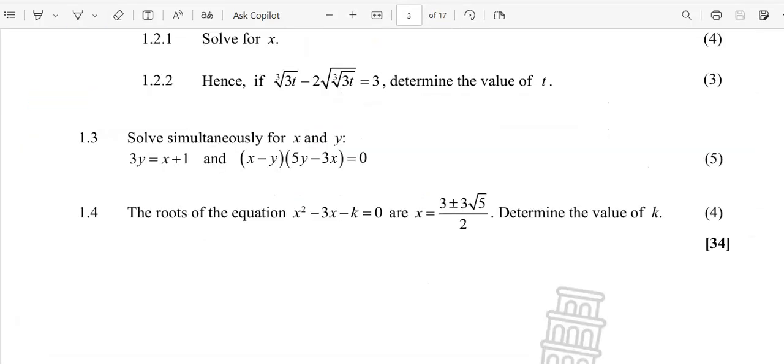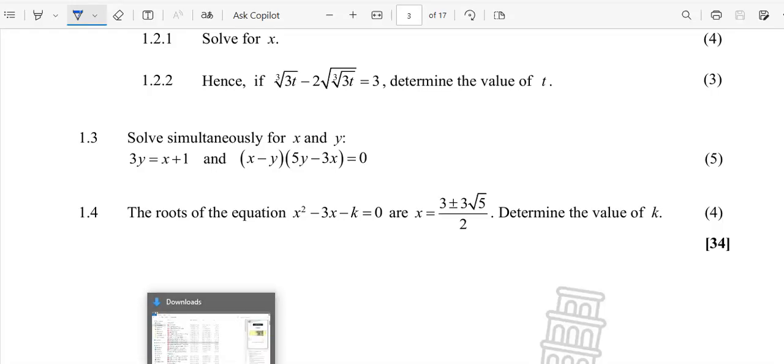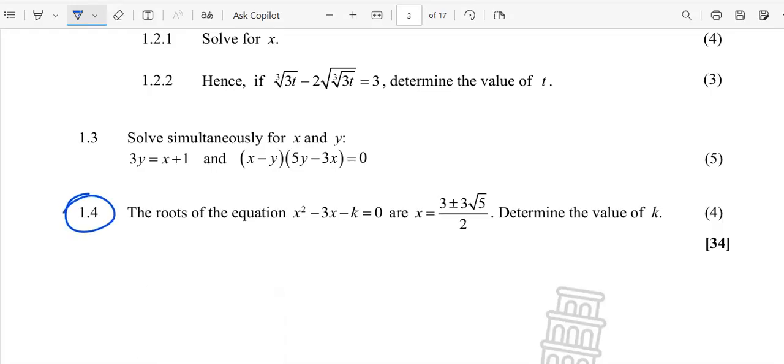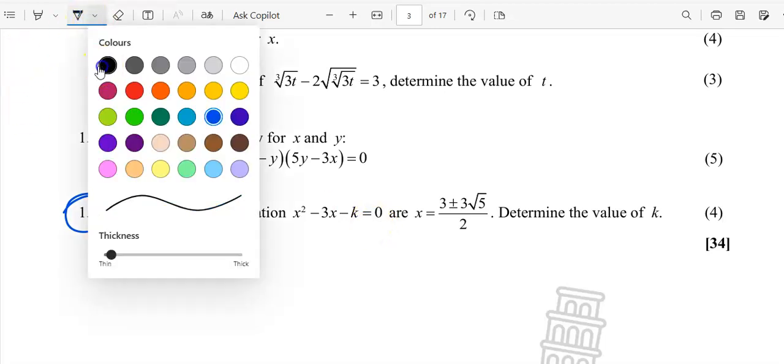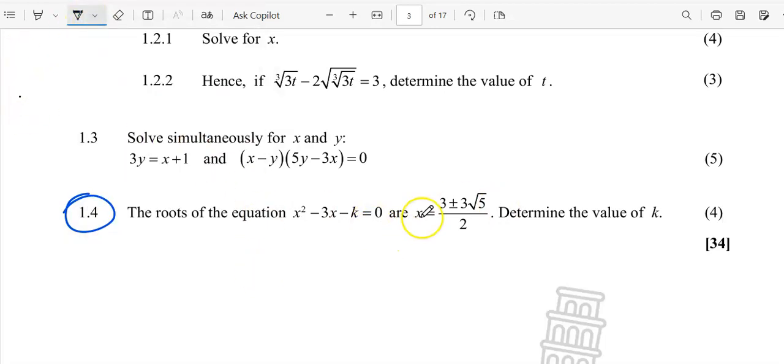Right, now let's do the last one, which is 1.4. Let's try this one. This one is 4 marks. They say that the roots of the equation, so we are given the equation as x squared minus 3x minus k, and they say this is equal to 0. So now they say the roots of that equation. So these are the roots.